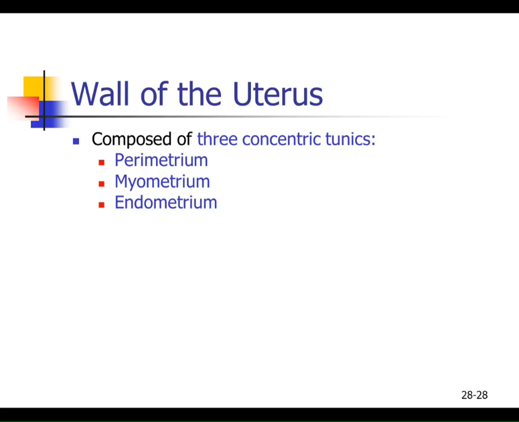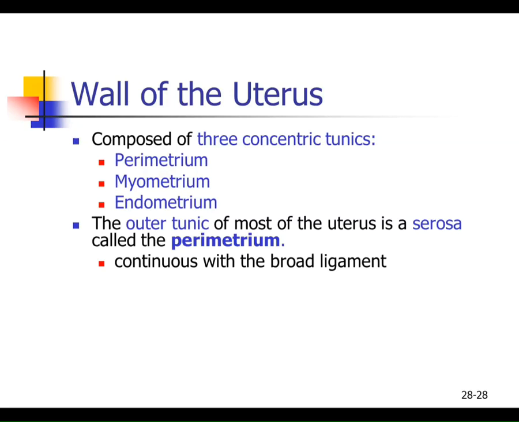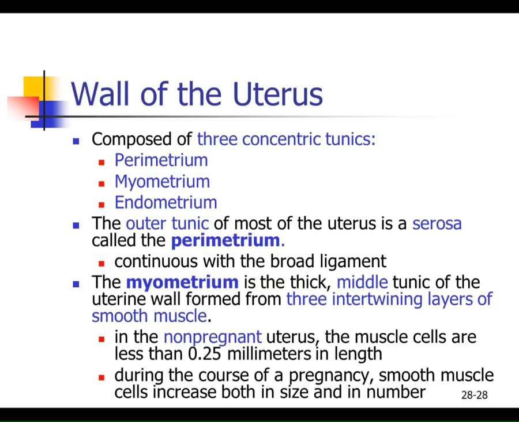So again, the perimetrium, you can think of it as being a serosa, part of it anyway, because part of the uterus is surrounded by a serous membrane, not all of it. And then the myometrium, that thick layer of muscle. During pregnancy, the muscle cells get bigger in size and in number for that childbirth event.